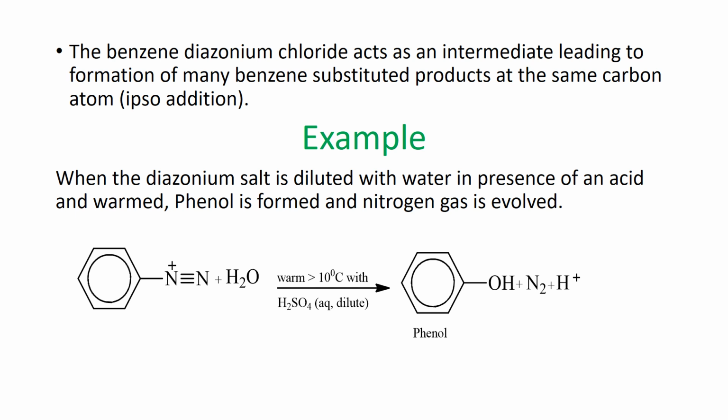An example of this is when we get the diazonium salt, we dilute it with water in the presence of an acid and we warm. This acid here may be sulfuric acid, which may be aqueous, and we warm just slightly above 10 degrees Celsius. So when you treat this diazonium salt with water in the presence of a little acid, we shall be forming phenol. So at the same position where we were having the aniline or the diazo group, we shall have our phenol and we shall be losing nitrogen in our example.